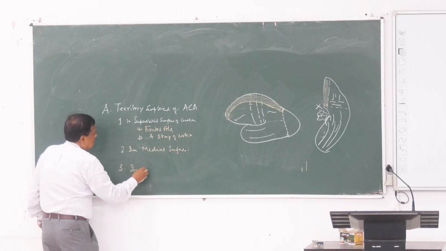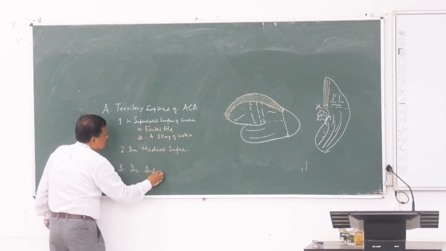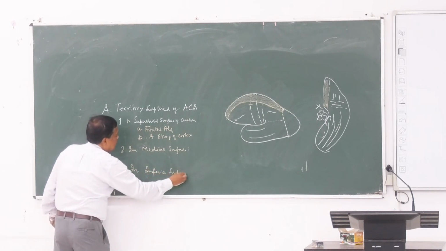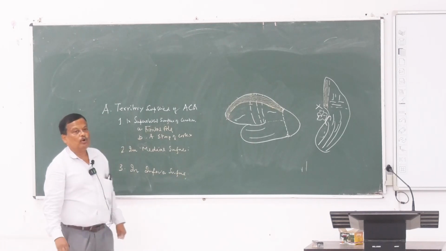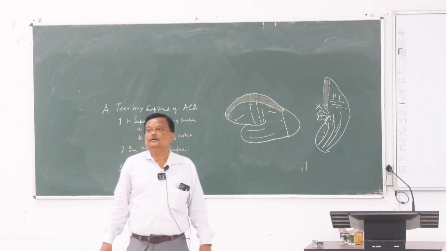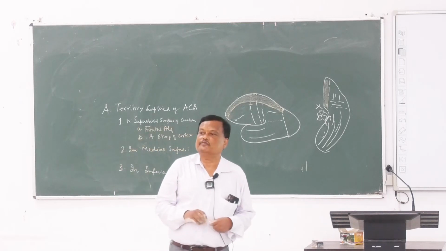In the inferior surface, the medial half of the orbital surface of the frontal lobe of the cerebral hemisphere.